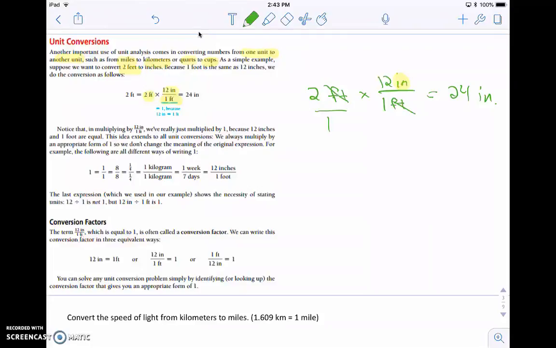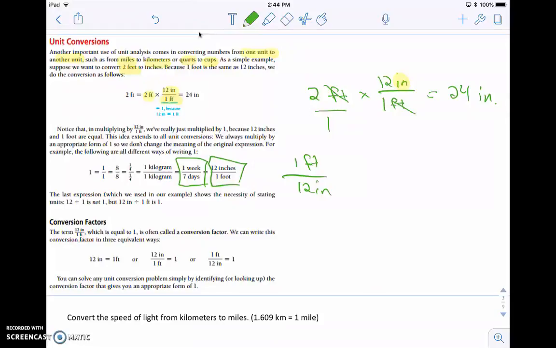And so some of the unit conversions you can look at, like 1 week is 7 days. That is a unit fraction. 12 inches is 1 foot. And we can actually use the reciprocals of these two. We can say that 1 foot is 12 inches. It's okay if we flip those. It depends on the problem we're working with.